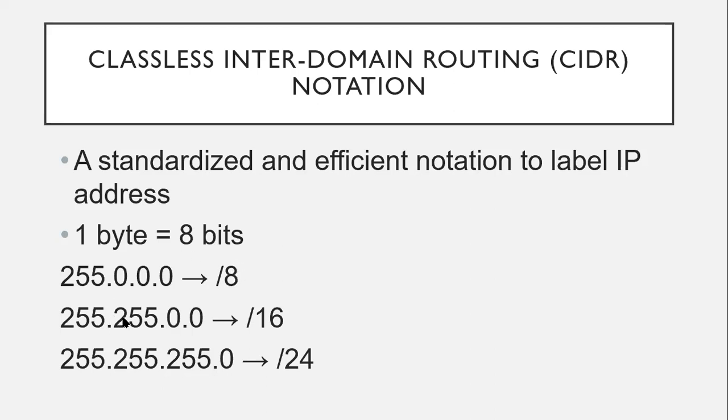Okay? Now, 255.255, that means you have 2 bytes, or simply in CIDR notation, it's /16. And if you have 255.255.255.0, it will be easier to say /24, which means you have 3 bytes, which is equal to 24 bits of your subnet mask is used.